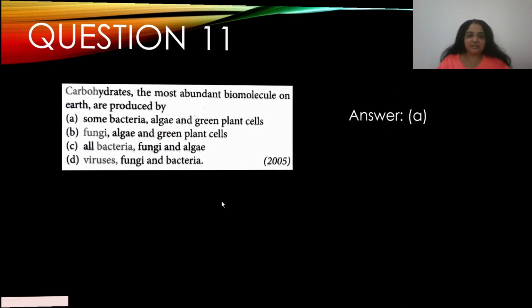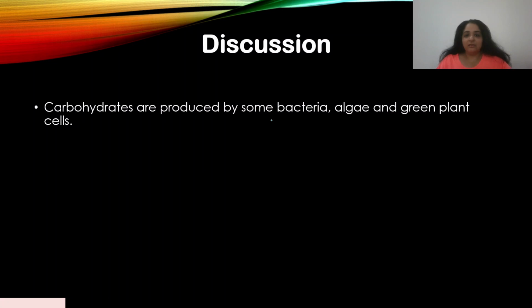Answer is A. Some bacteria, algae, and green plant cells produce carbohydrates. Please remember this as a fact. You need to know what produces carbohydrates. Yes, some bacteria produce carbohydrates. There's algae which produces carbohydrates, and of course green plant cells. All right, let's move on then.